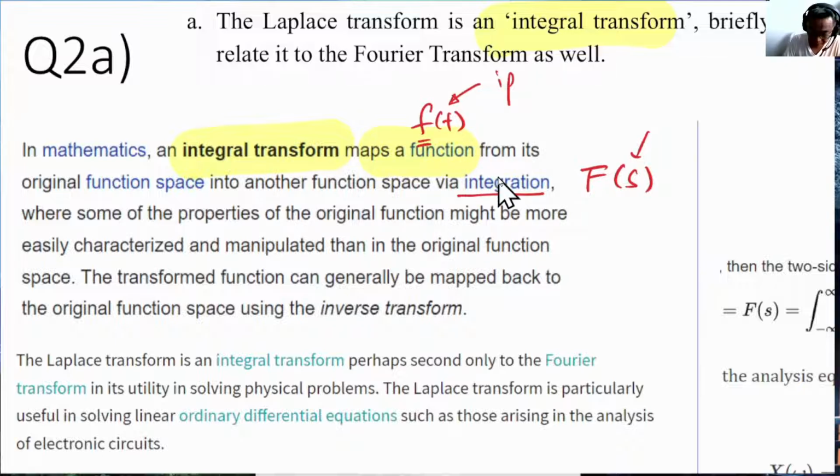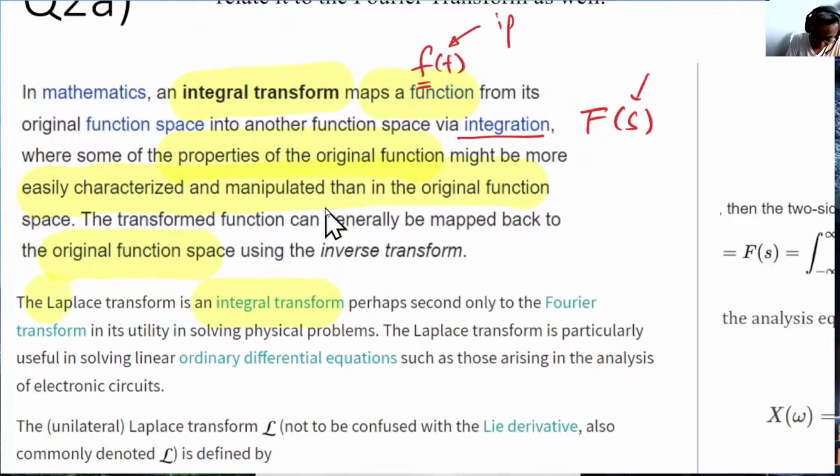Why we do that is because through the integration, some of the properties of the original function in time become more easily characterized and manipulated in the S domain. And generally, we can map back from F of s to the original function f of t. The famous integral transforms are of course the Laplace transform as well as the Fourier transform.